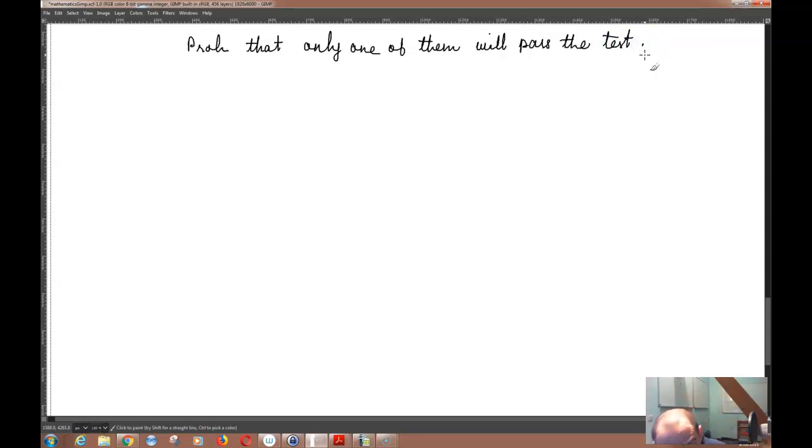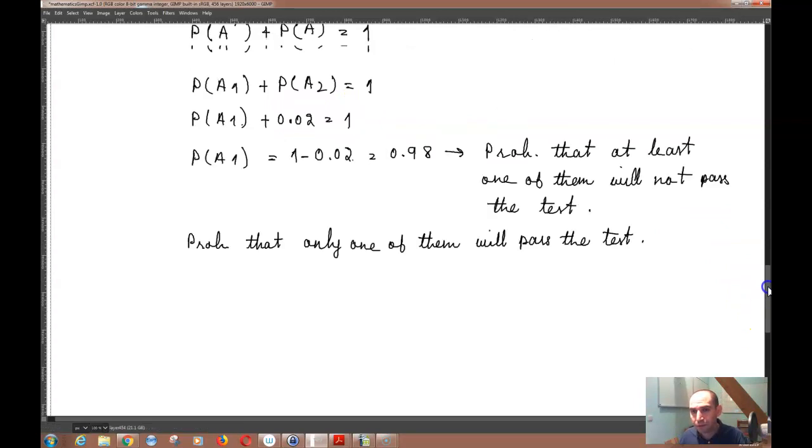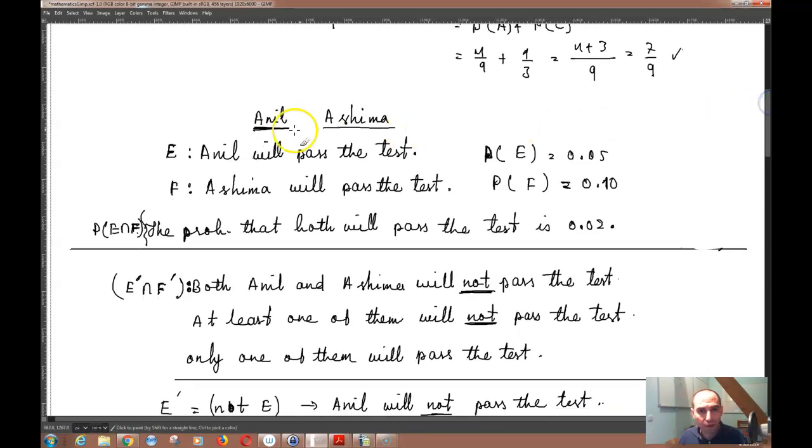So now in order to calculate that, only one of them will pass the test means that either one passes the test and the other doesn't, and the other way around. For example, here we said that Anil will pass the test, which was E, and Ashima will pass the test, which was F.